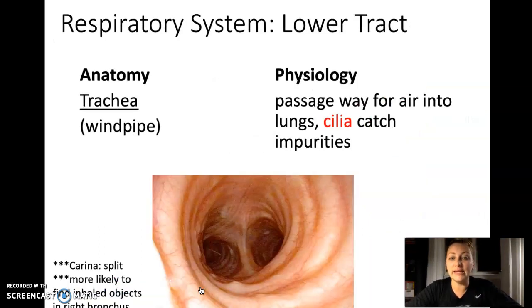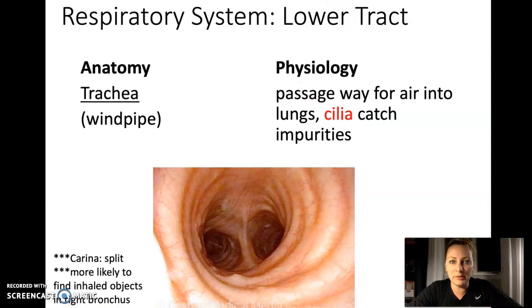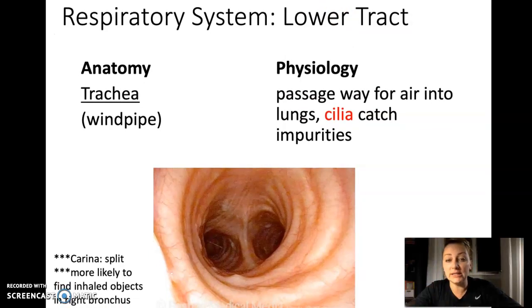Then we get to the trachea. Notice these rings of the trachea. There is cartilage that holds the trachea open, and it is C-shaped. This would be the front. So say that the Adam's apple would be on this front side here. And then the esophagus is going to be behind it.